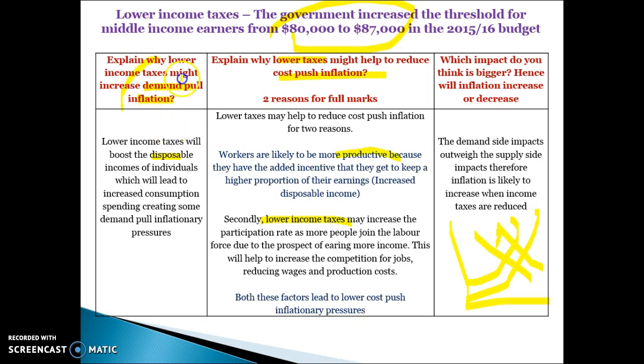As a whole, the demand pull inflationary impacts from increased spending will outweigh any decreases in prices from the boost in aggregate supply. So we're likely to see an increase in inflation when we lower income taxes.